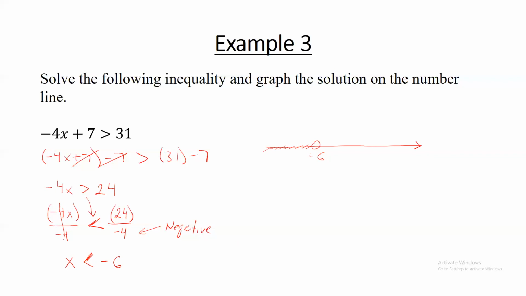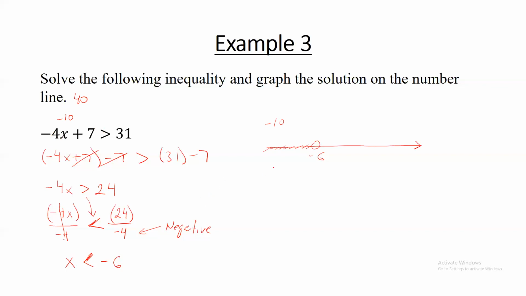So if we pick a number less than negative 6, and I'll just pick a random number less than negative 6, negative 10. I like 10 because it's an easy number to plug in. If we let x equal negative 10, then 4 times 10 is 40, and negatives make a positive, so that's a 40. Plus 7 is 47, which is definitely bigger than 31. Looks like we did it correctly, right?